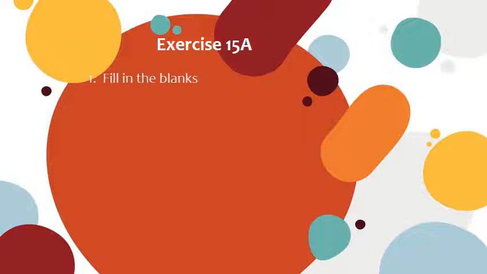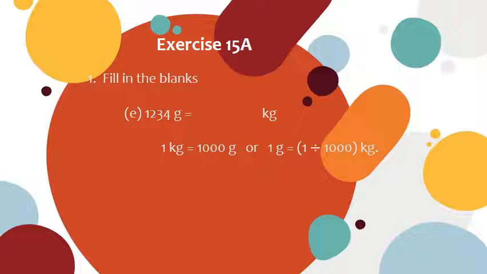Now let's come to the next question. 1234 gram is equal to how many kilogram? Now children, gram is the smaller unit and kilogram is the larger unit. And 1 kilogram or 1 kg is equal to 1000 gram, or we can say that 1 gram is equal to 1 divided by 1000 kilogram.